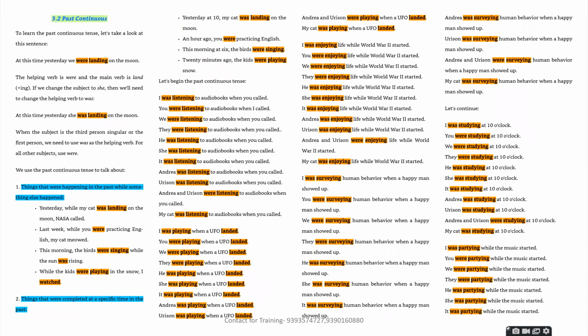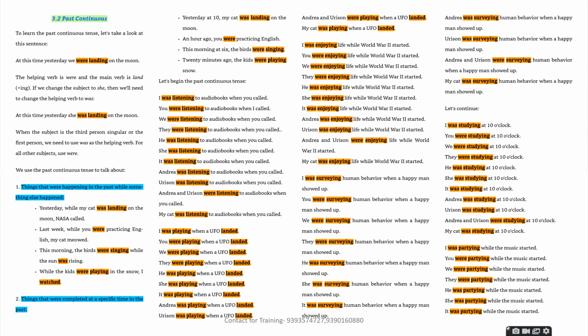Past continuous. To learn the past continuous tense, let's take a look at these sentences. At this time yesterday, we were landing on the moon. The helping verb is were. The main verb is land plus ing. If you change the subject to she, then we will need to change the helping verb to was. At this time yesterday, she was landing on the moon.